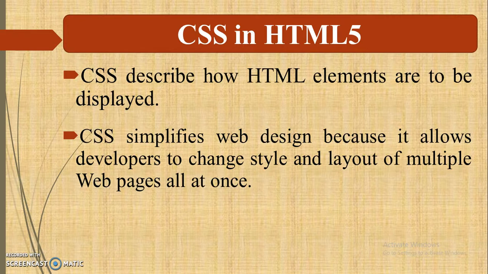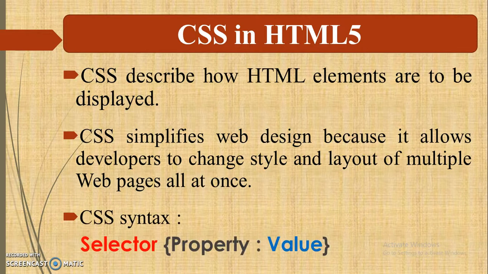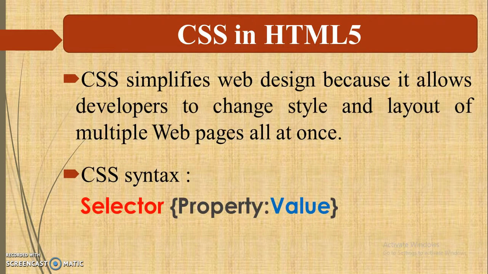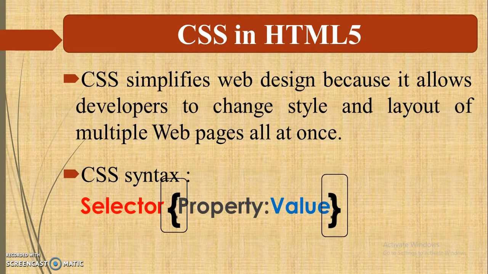CSS syntax consists of three parts: selector, property, and value. Selector is normally the HTML element to which style is to be applied. Property is the style attribute which we want to change. For each property, there can be multiple possible values, but at one time, each property will take only one value. To separate the property and value, colon symbol is used. Property and value are enclosed in curly brackets.